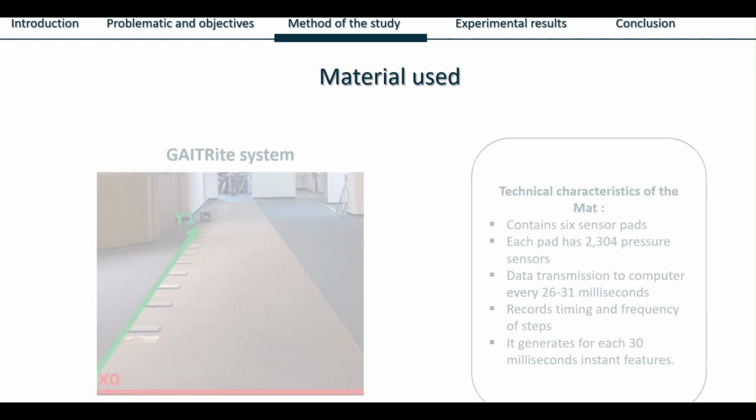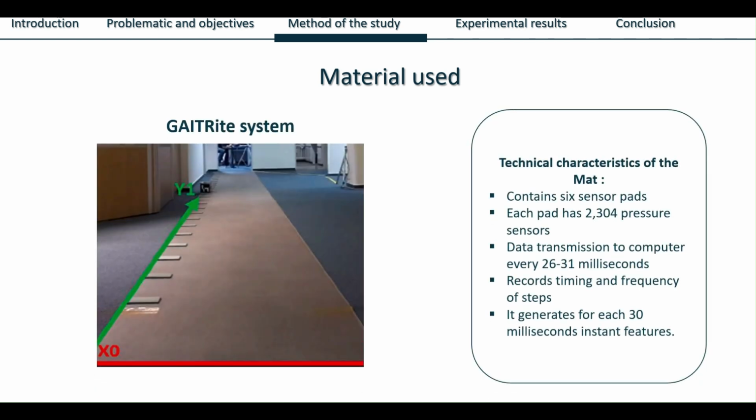The material used is called the GaitRite system. This mat, measuring 4.6 meters long by 0.9 meters wide, contains 6 sensor pads, each containing 2,304 pressure sensors. These pads transmit data every 26 to 31 milliseconds to a computer where it gets processed by the GaitRite software.